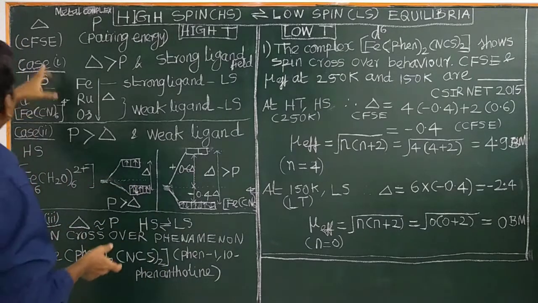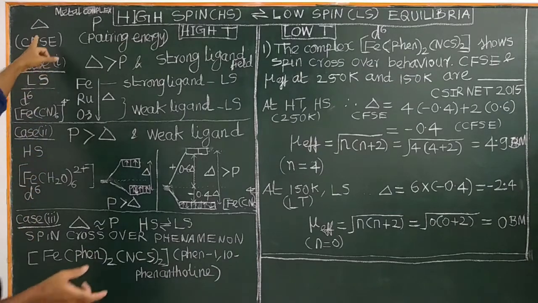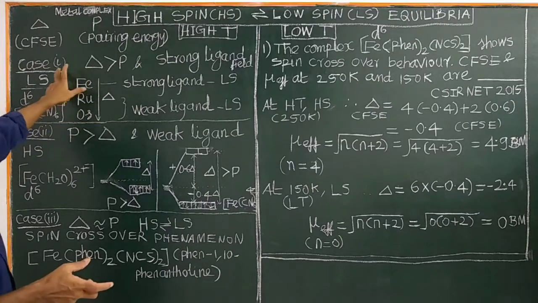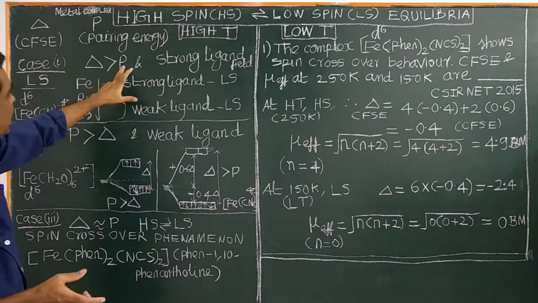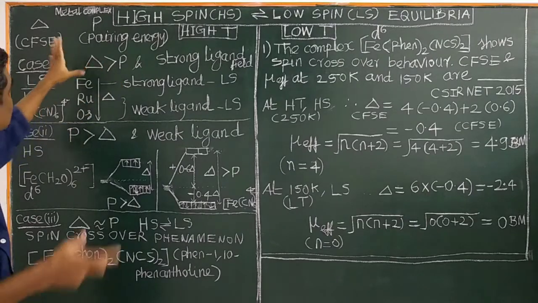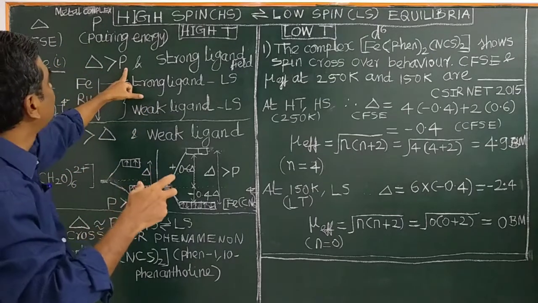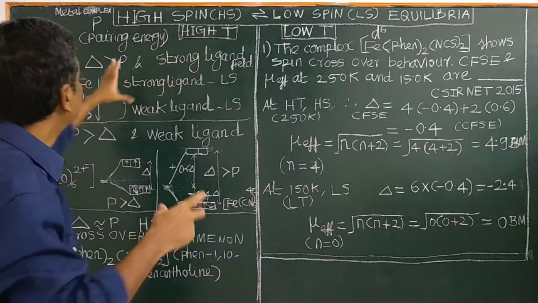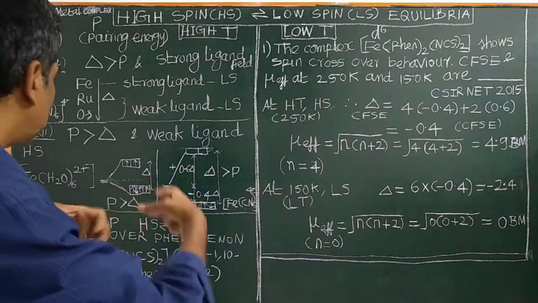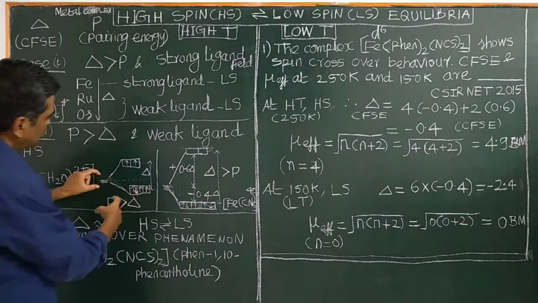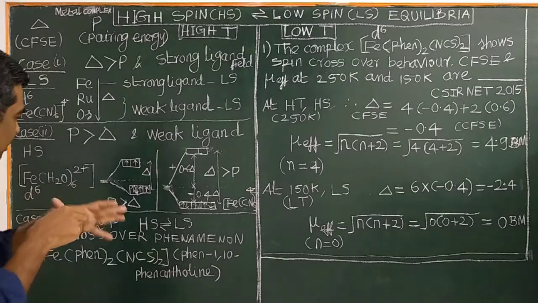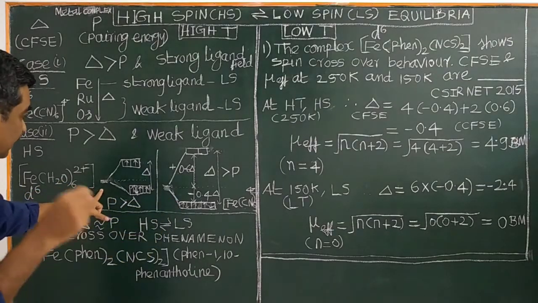For example, there are three cases depending upon the two factors: crystal field stabilization energy and pairing energy. Case 1: when delta, the crystal field splitting, is greater than the pairing energy, that means in a strong ligand field, when 6 ligands approach. In the absence of ligand field, the d orbitals are degenerate in the gaseous state.